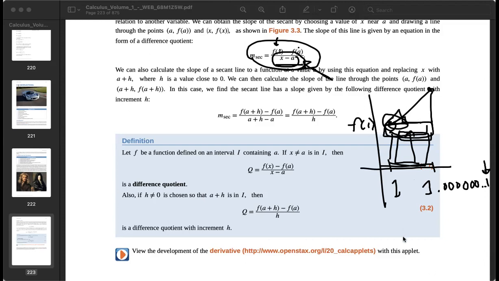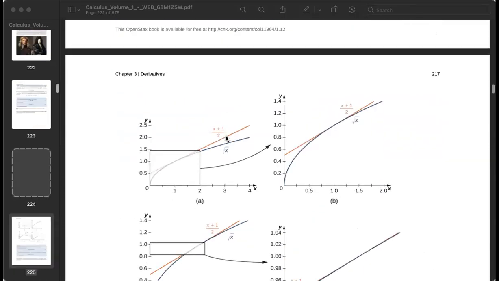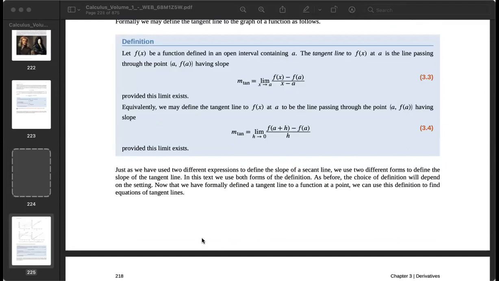Okay. And with that being said, it gives us this equation that we need to put together. Let me pull that up, and that is right here.